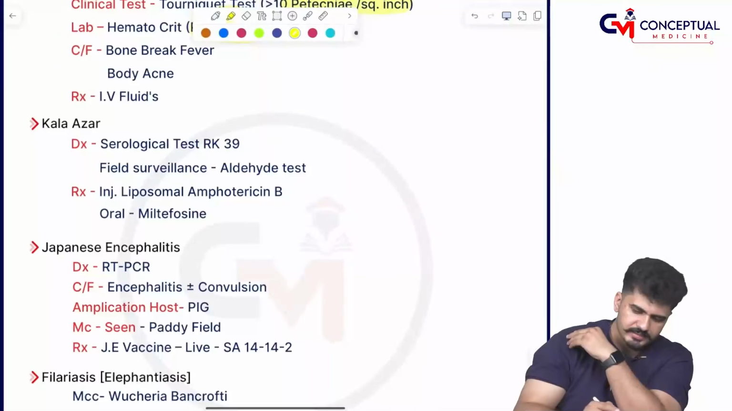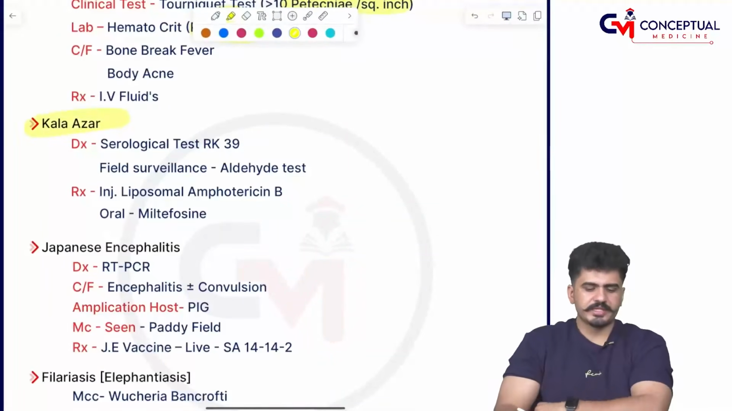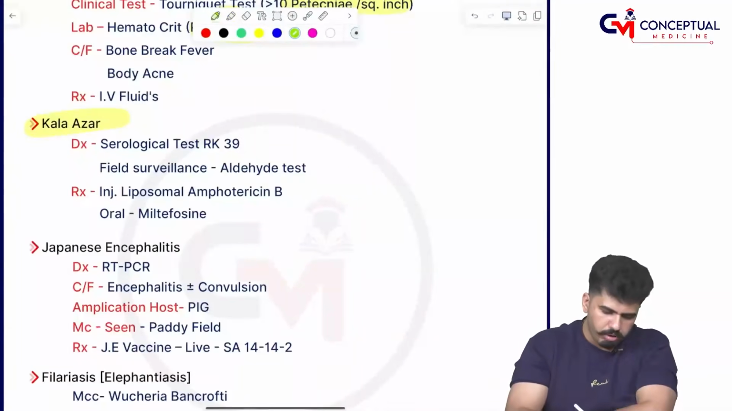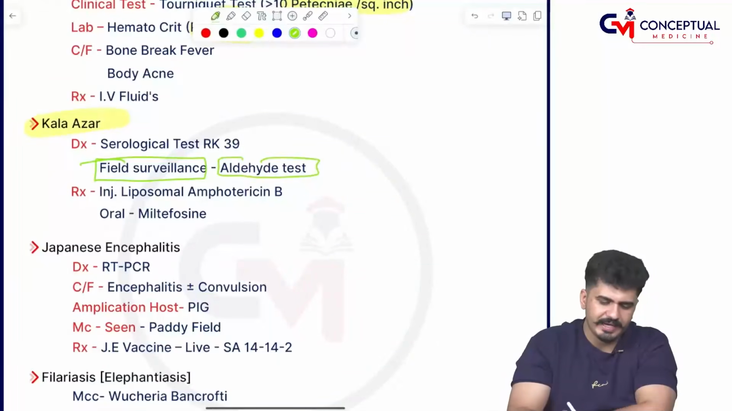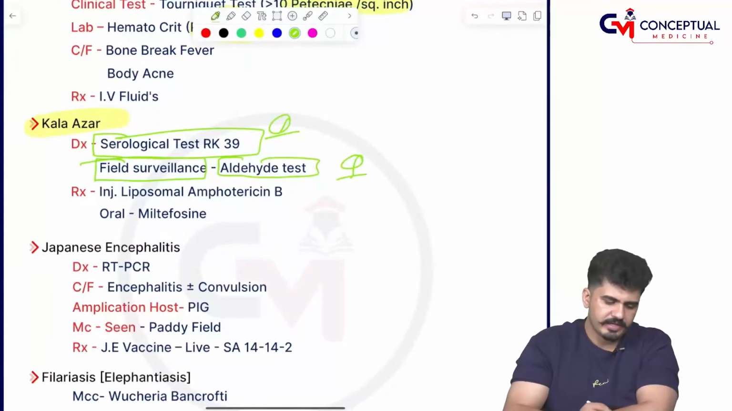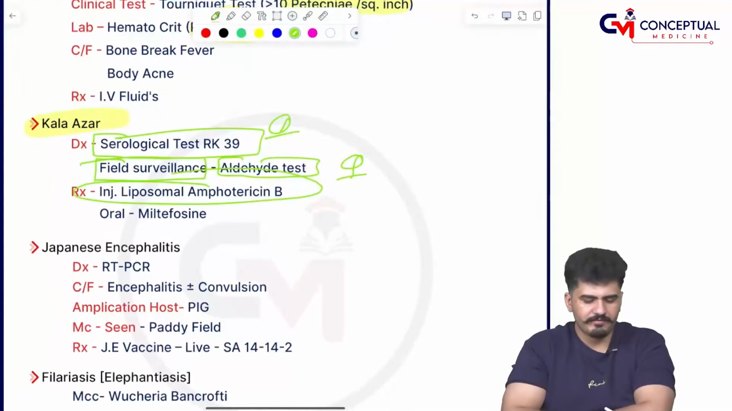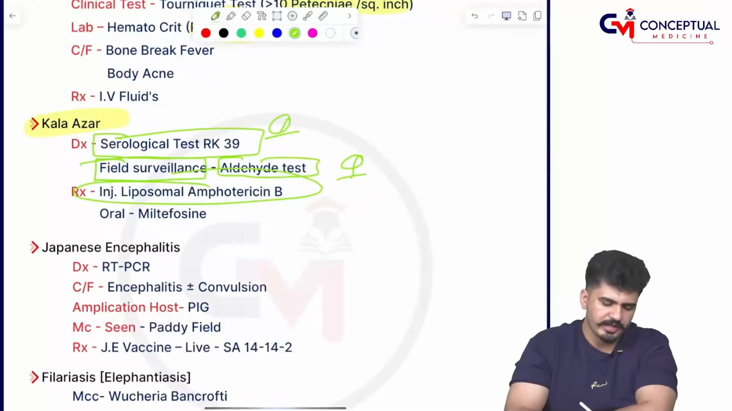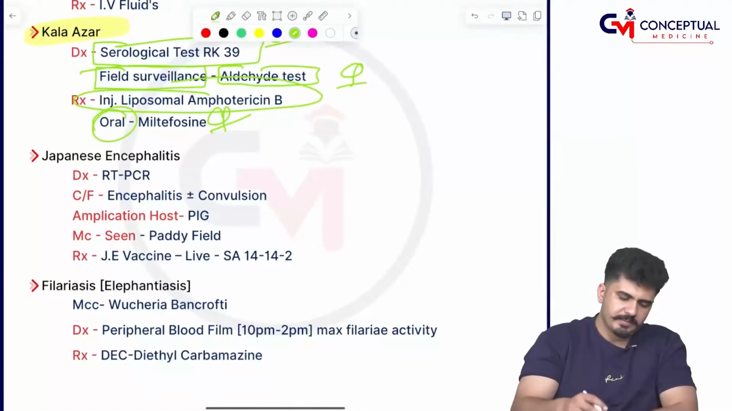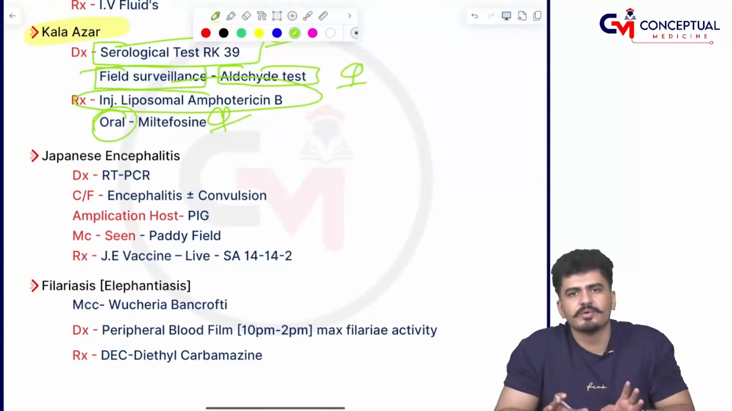Now coming to the Kala-Azar, next one, sir. Diagnosis is serological test RK39. Field surveillance. If we are going on to the field and we don't have a lab, we can do the aldehyde test. If we have to do the confirmatory test in the lab, we are having RK39 test. Treatment is injection liposomal amphotericin B, and if orally you have to give, you can give the miltefosine drug, sir. Japanese encephalitis, how can you diagnose it?